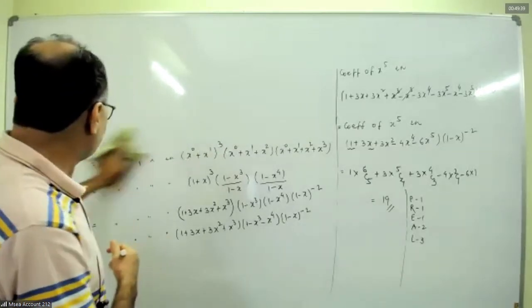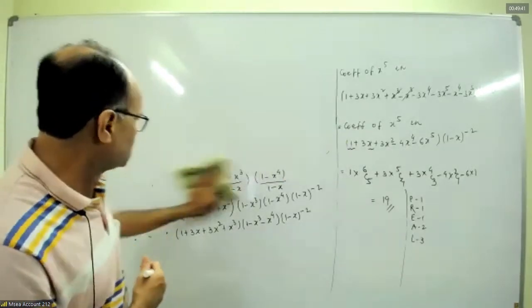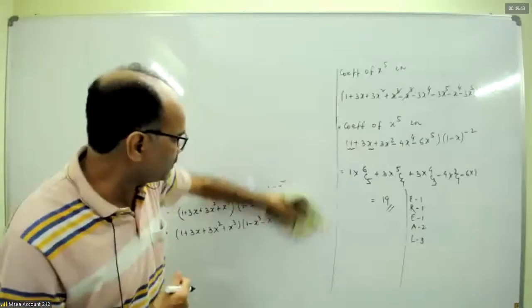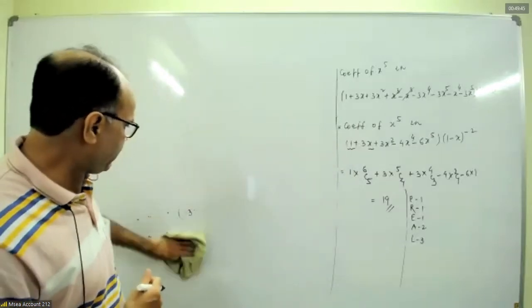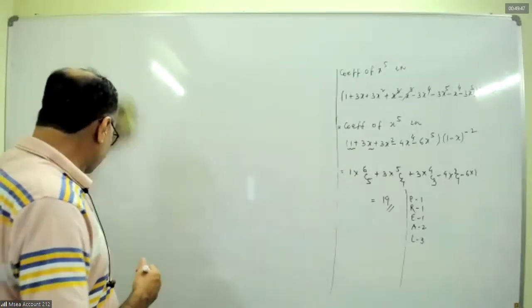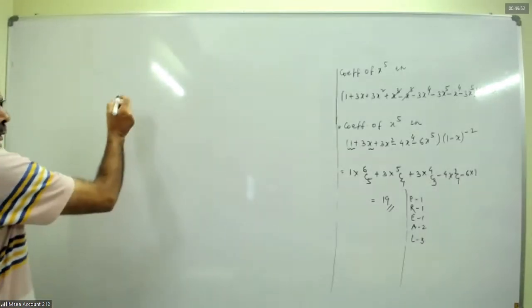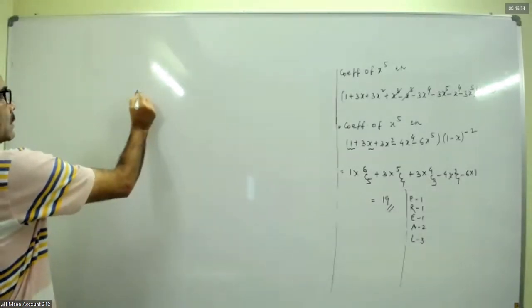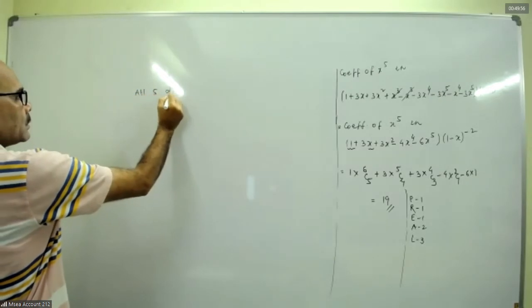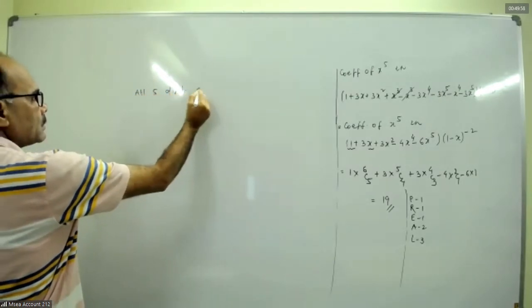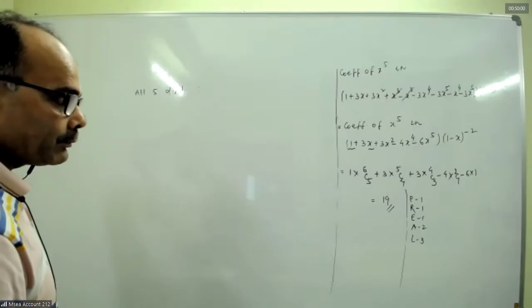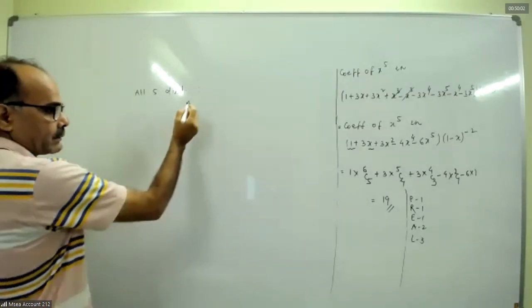ये 5-4 लेकर के गड़बड़ करा. Just purpose was not to solve this question, just to make you visualize where we can apply. So all 5 distinct. We have 5 alphabets, 5 at a time.